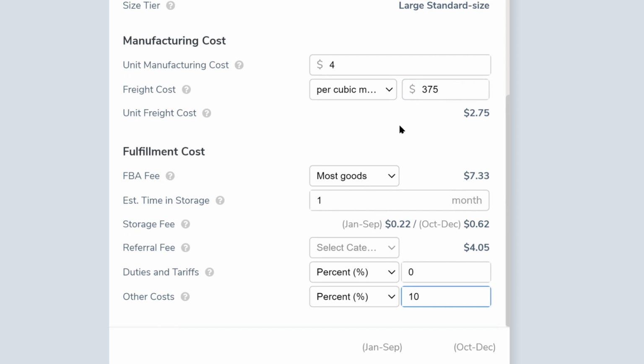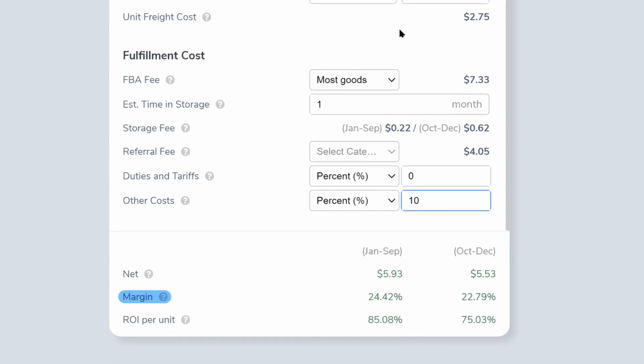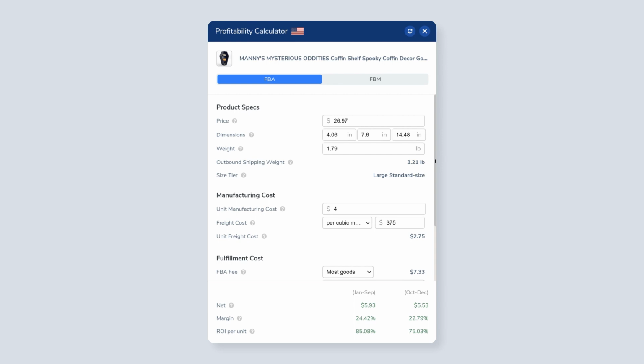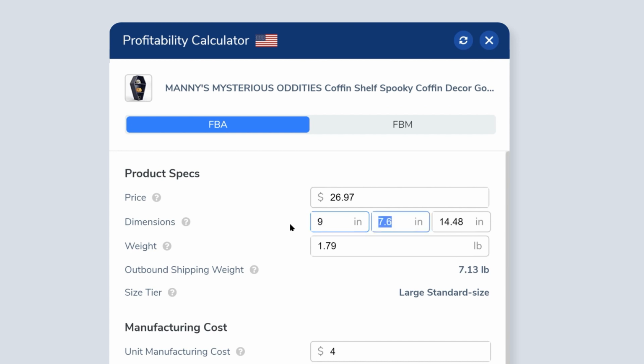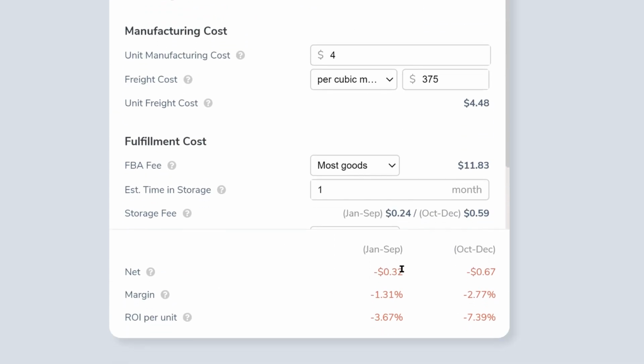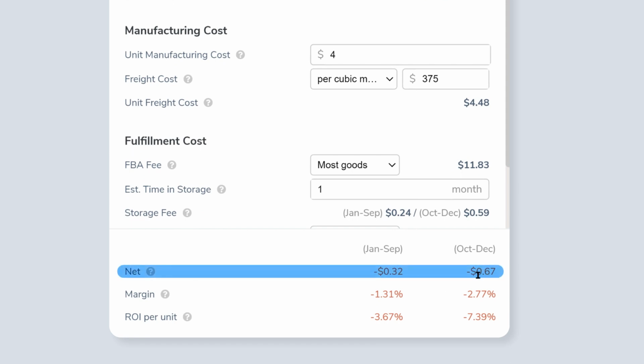Well, just by entering this information, I can instantly see now that my margin is going to be about 25% for this product, and I'm going to net about $6 for every one. Now, the beauty about this tool is sometimes you can find some hidden gems within dimensions of products. Like, let's say that this product was actually 9 by 9 by 9, and you could see that because of that, this product, you would lose $1 for every sale that you made.